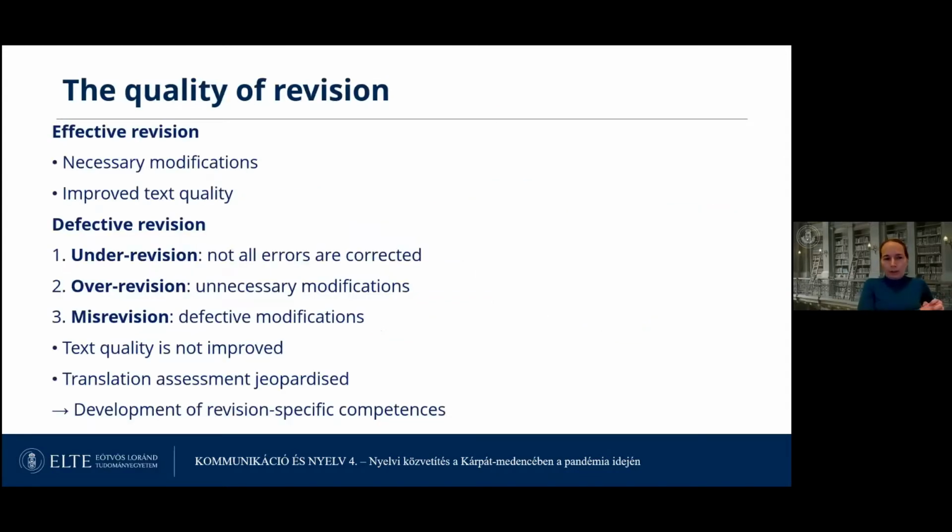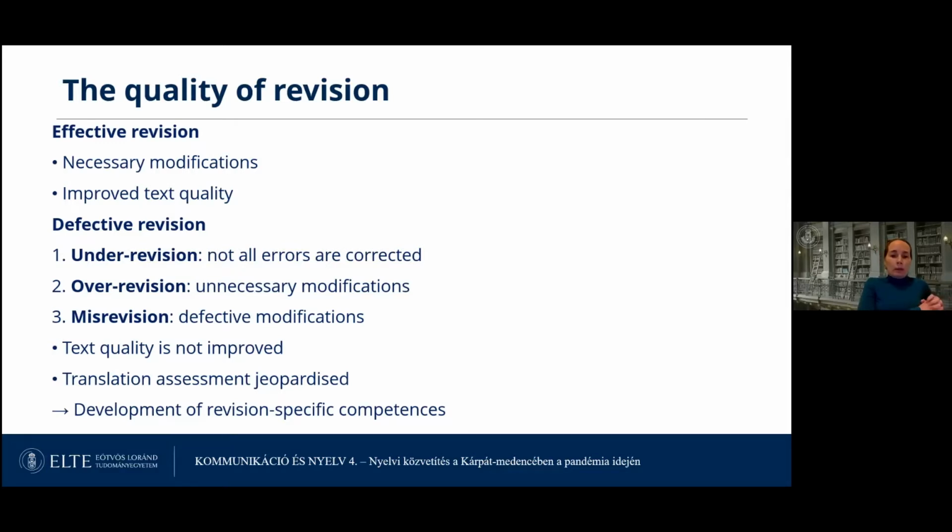Just to summarize my thoughts on the quality of revision, we need to keep in mind that revision may not always serve its purpose. Effective revision needs to be done through necessary modifications, through rule-based, norm-based, and strategy-based modifications in order to improve text quality. And this is when we can talk about effective revision.